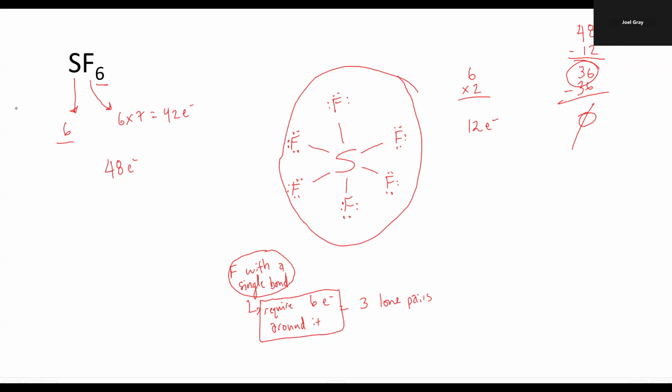Now, SF6, we had a total of 48 electrons to draw. How many lone pairs of electrons does my central atom have? My sulfur. How many lone pairs does sulfur have?